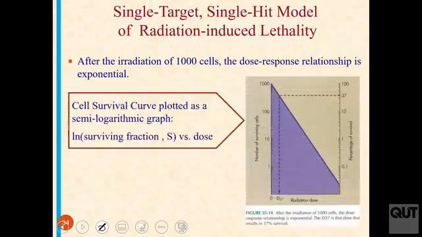After the irradiation of 1,000 cells, the dose-response relationship becomes exponential. So we plot it on a semi-log graph, and we'll have a surviving fraction versus dose in this graph. So it's semi-log.